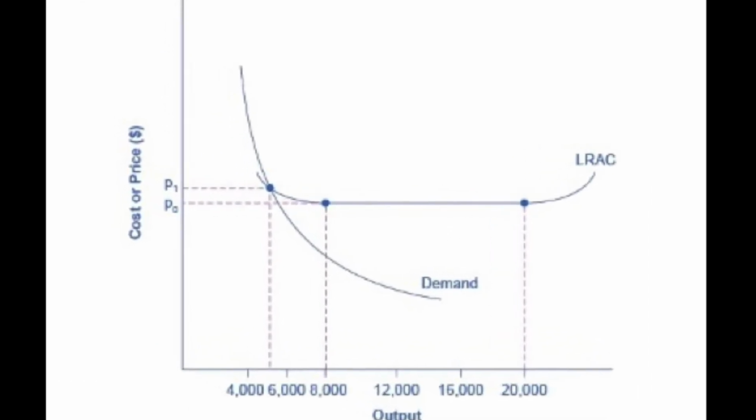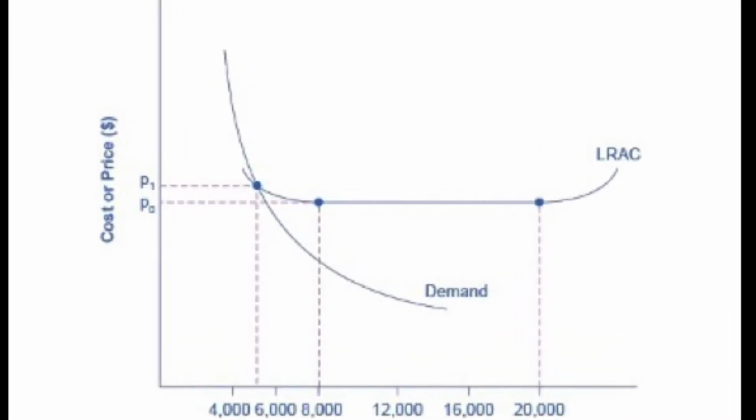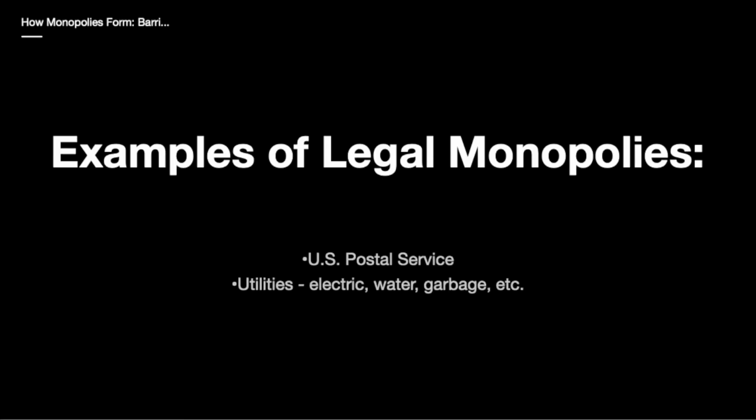In this market, the demand curve intersects the long run average cost curve at its downward sloping part. A natural monopoly occurs when the quantity demanded is less than the minimum quantity it takes to be at the bottom of the long run average cost curve. Legal monopoly: the government creates barriers to entry by prohibiting or limiting competition. For example, the U.S. Postal Service and the utilities, such as electric, water, and garbage, are legal monopolies.